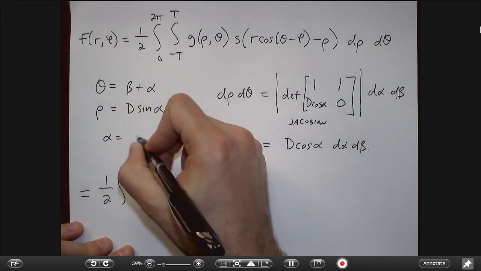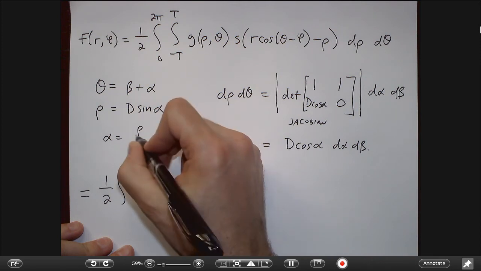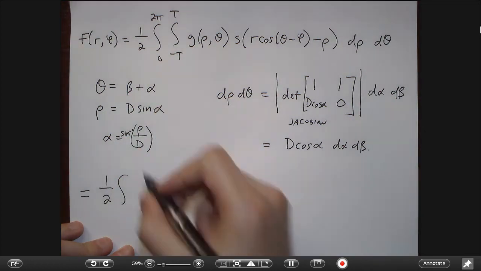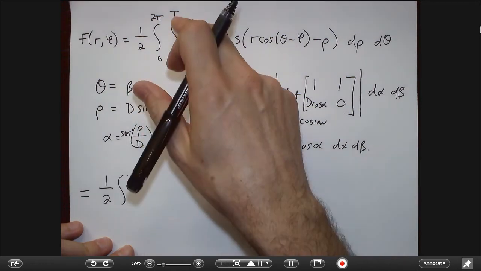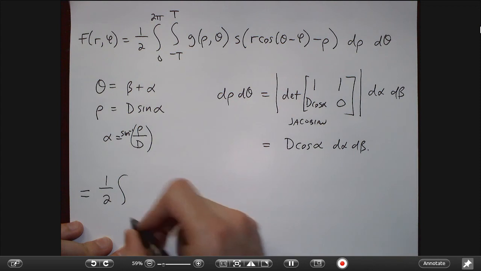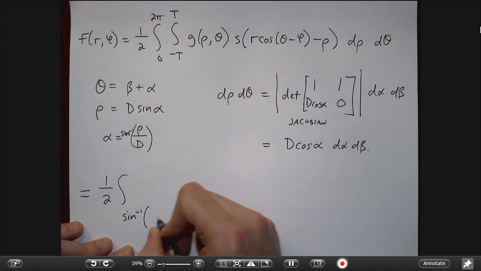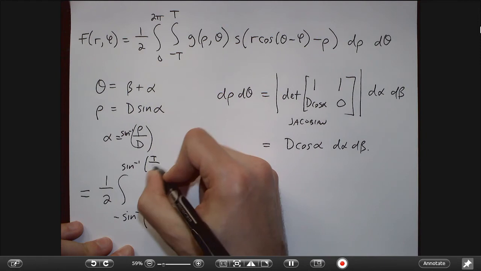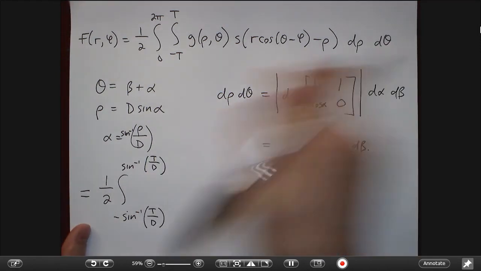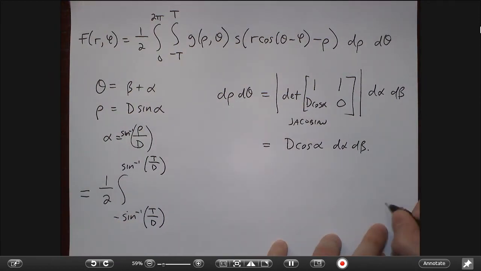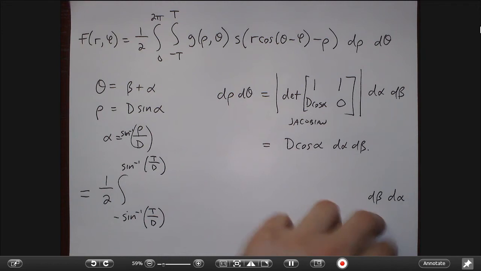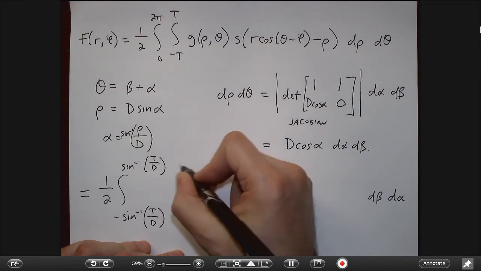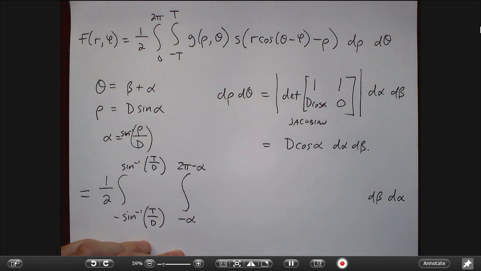well, it's related to rho, right? So that means that alpha is rho over d, sine inverse, right? And so if my rho is originally ranging from minus t to plus t, that means my alpha is going to range from minus sine inverse of t over d to plus sine inverse of t over d. My theta is going around from 0 to 2 pi. Since alpha is on the outside, alpha is going to be fixed. That means my beta is going to range from minus alpha to 2 pi minus alpha.